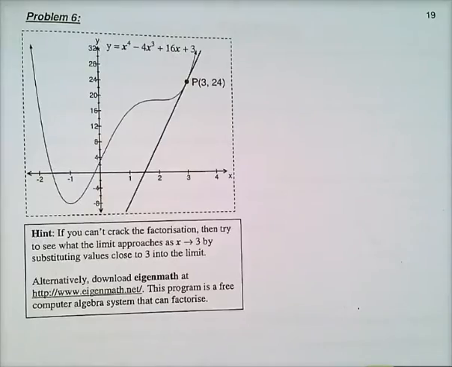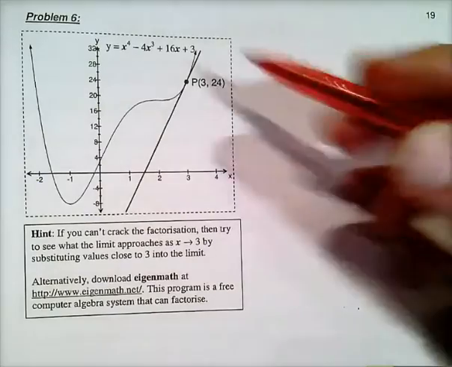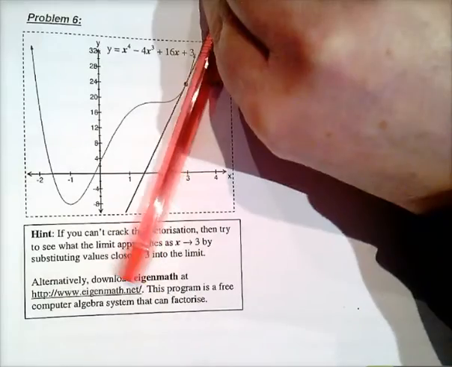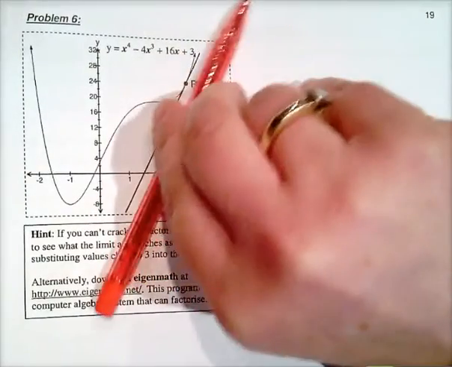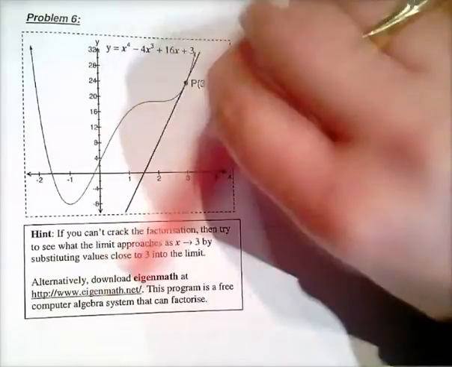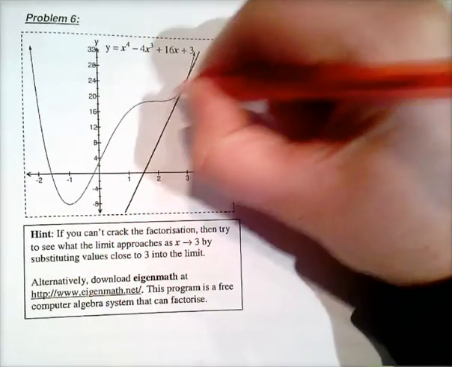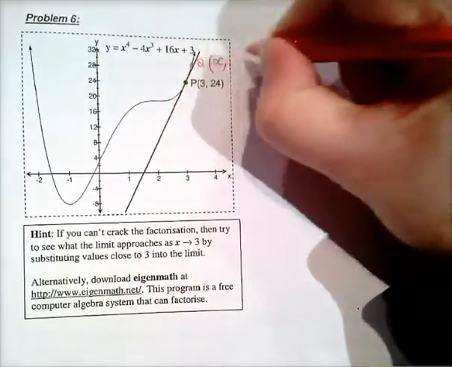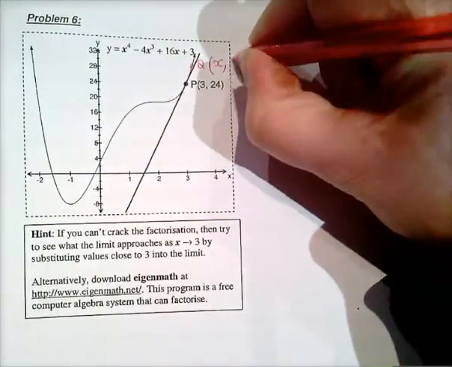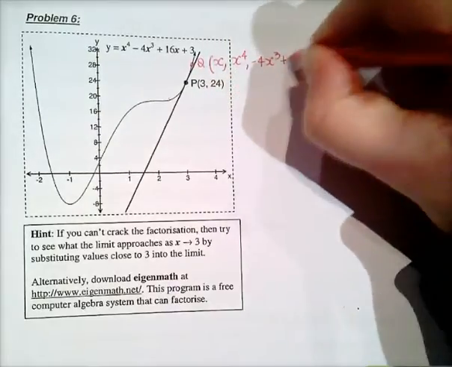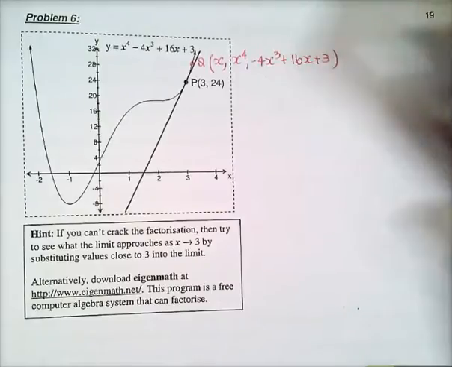Now this is page 19, another problem here. If we want the gradient of the tangent of the curve here, we can see we're going to get a positive value. It's going to be a fairly big gradient. And we need to find a point close to P on the curve. We can just put Q up here, and Q has coordinates x, and the y value would be what this equation is, x to the power of 4 minus 4x cubed plus 16x plus 3 is the y value.